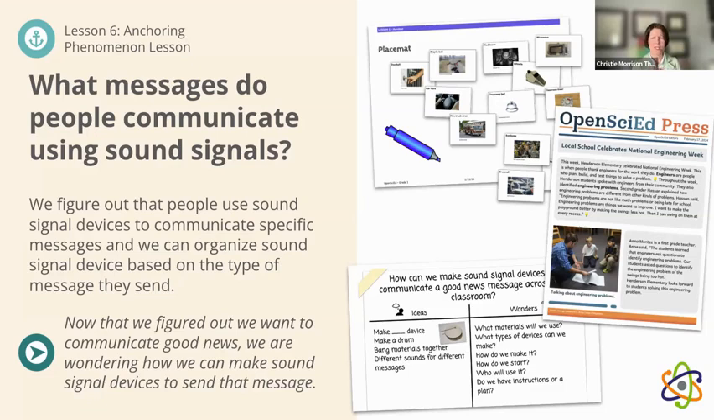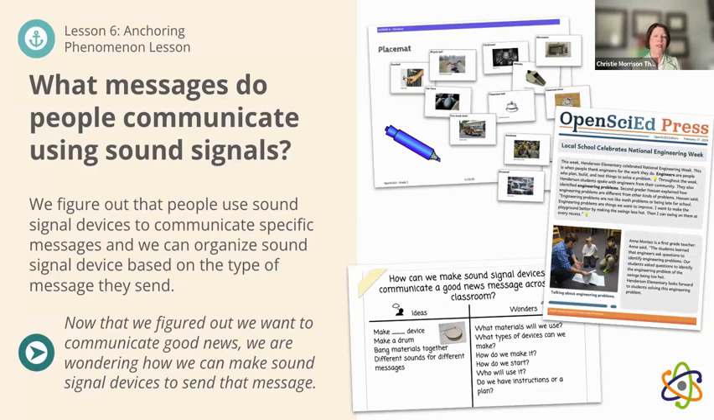We notice that we use sound signal devices for many purposes in our classroom, but we don't have a sound signal device that we use to send good news messages. We think communicating good news is important, and it could make our classroom even better. So we read a newspaper article to connect with other students and engineers and find out more about how they made things better in their schools and communities. This helps us identify the engineering problem we want to solve. We want to find a way to communicate good news across our classroom.